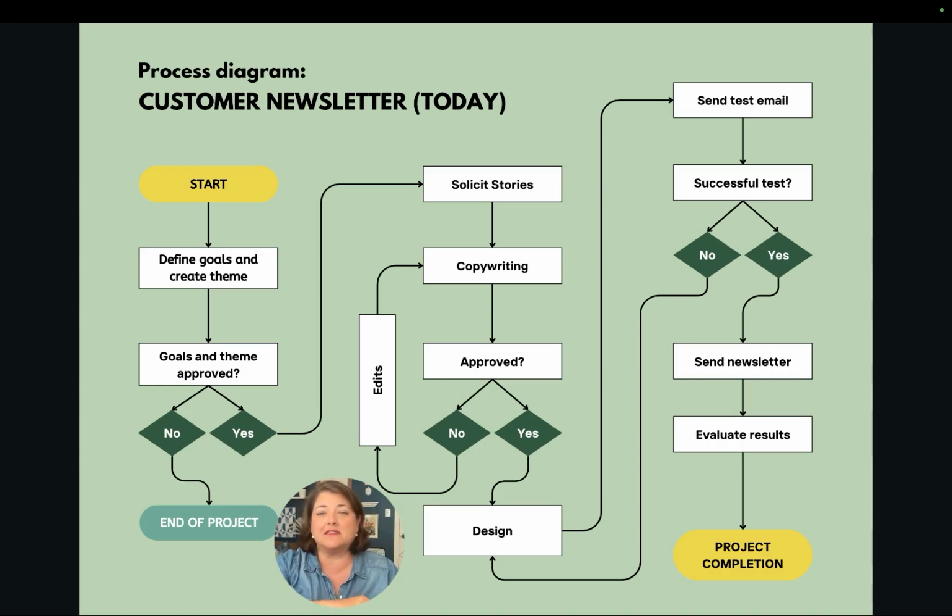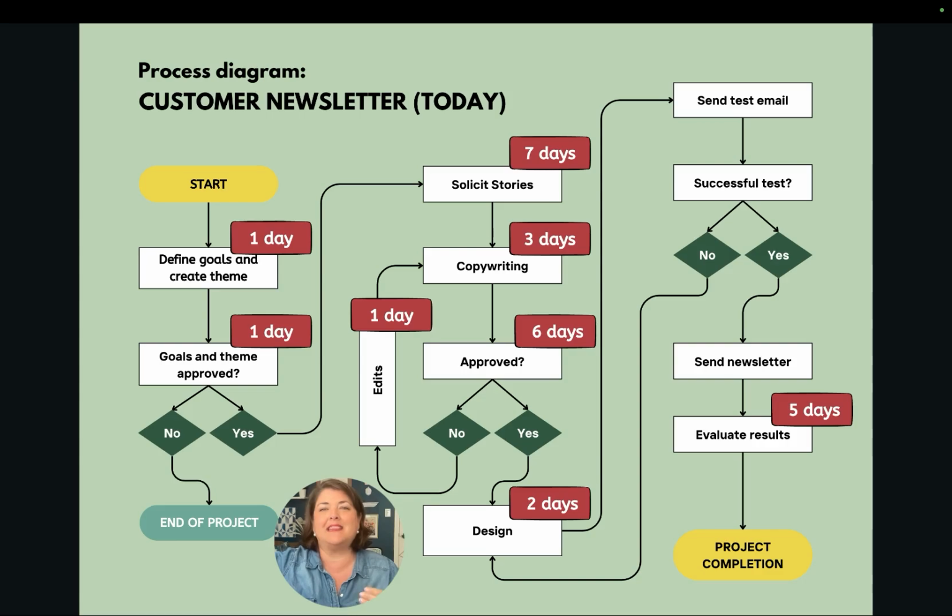And then you're going to send that test email. If the test email was successful, then you're going to send it. If not, you may have to tweak the design some. And then you're going to send the newsletter, and then you're going to evaluate the results. So that is a very simplistic process map of a customer newsletter. You may be going, Julie, that is way too simple.